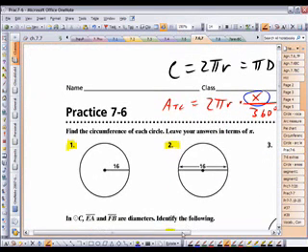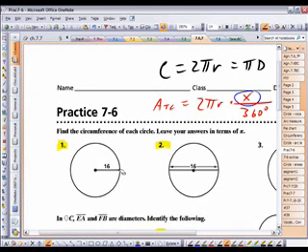Okay, here's our formulas again. All right, if you want to find the circumference, it's 2 times pi times radius. So that's going to be 2 times pi times 16, which is 32 pi. Over here, this would be 8, so 2 times pi times 8 is 16 pi.